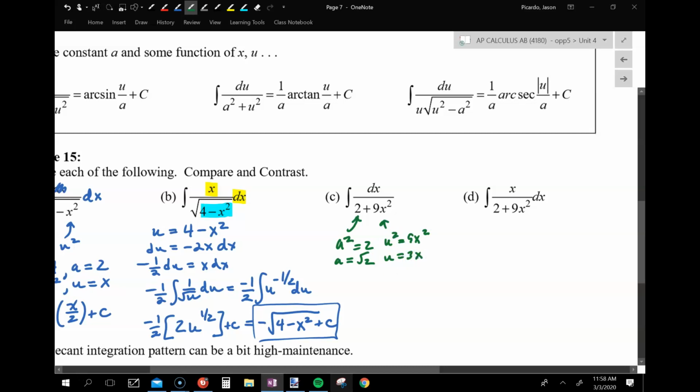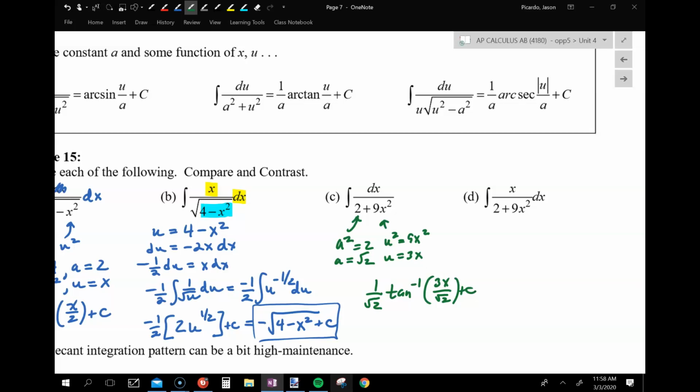And so the integral of this is simply 1 over a arctan of 3x over radical 2 plus c. And should I rationalize that? Well, of course I should, but I'm not going to. 1 over radical 2 is the same as what? Radical 2 over 2, right? 1 over radical 2, same as radical 2 over 2.